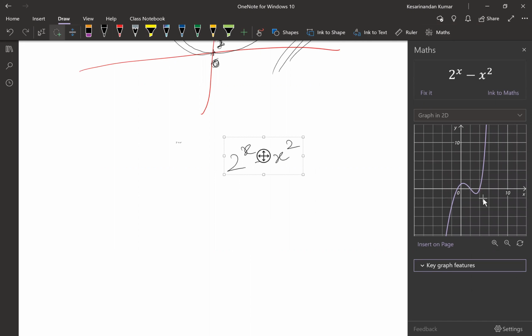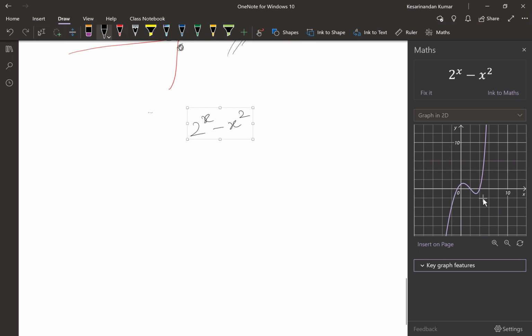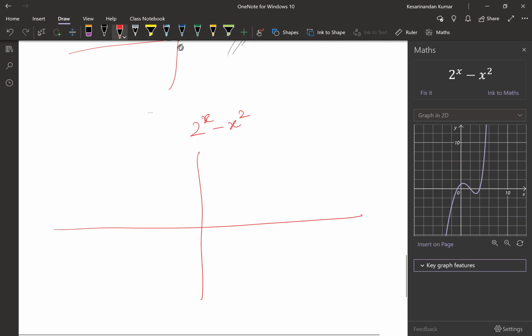Guys, is the screen visible? Yes, Keshu. So guys, can you see the graph on the right side? How many solutions can you see? 3. 3. And let me show you the graph as well. And I will tell you why or how to change or determine something.